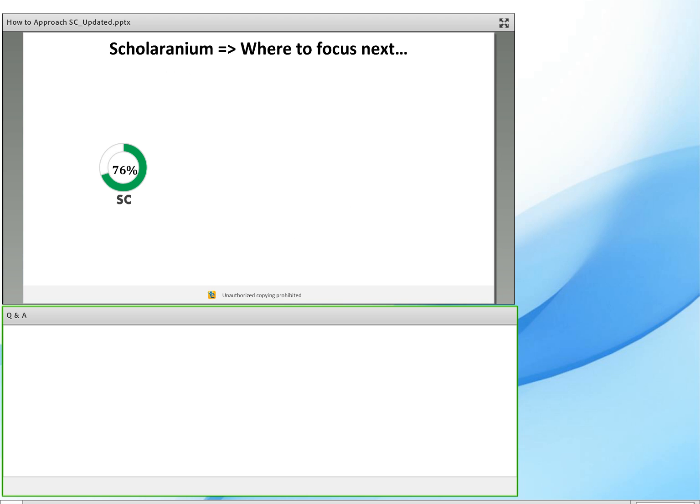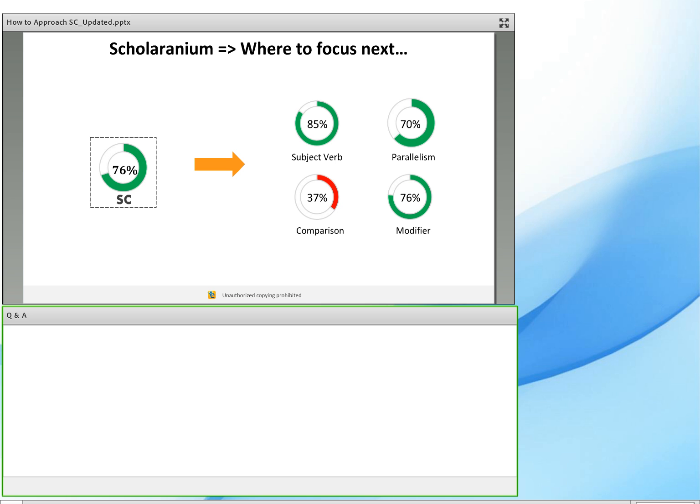We built a tool called Scholaranium in which you can take an SC ability quiz and evaluate your extent of mastery. Now, the beauty of this is it doesn't just give you an ability quiz, it also gives you analytics along with it. So when you don't hit that 90th percentile, as you can see over here, it can tell you where to focus your energy on. And clearly, if this guy fixes comparisons and can take another ability quiz, this guy would be much closer to that 90th percentile.